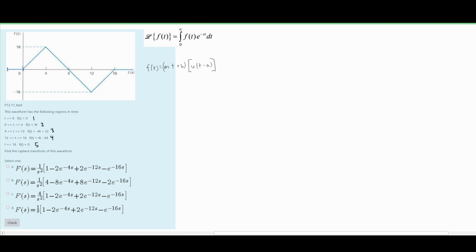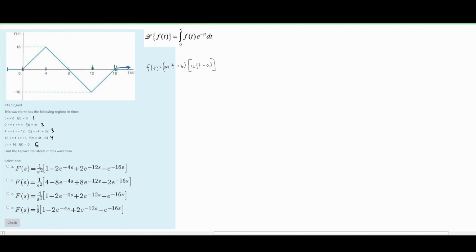And then for 2, we have from 0 to 4. And then our third one is going to be from 4 to 12. And then our fourth one is from 12 to 16. And then our last one is just anything greater than 16.